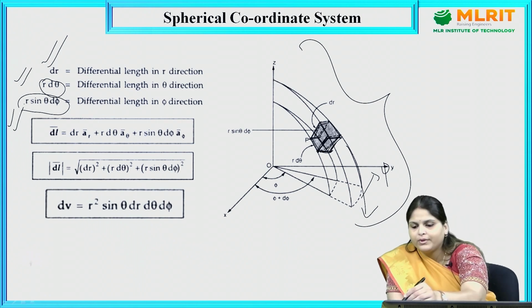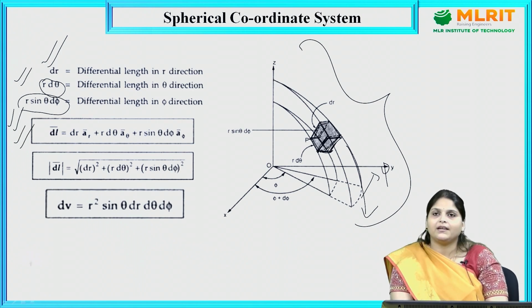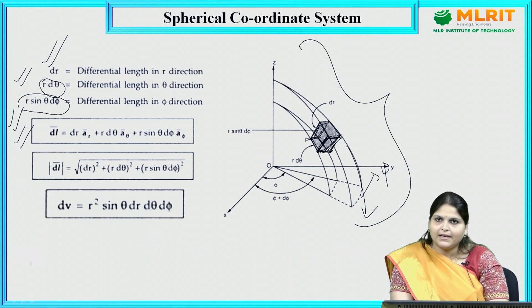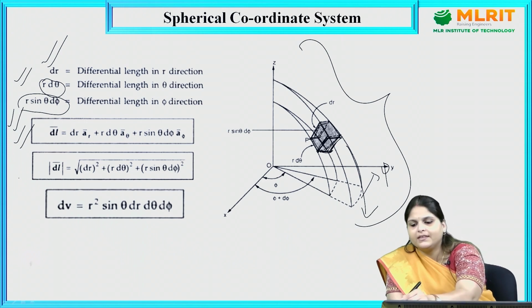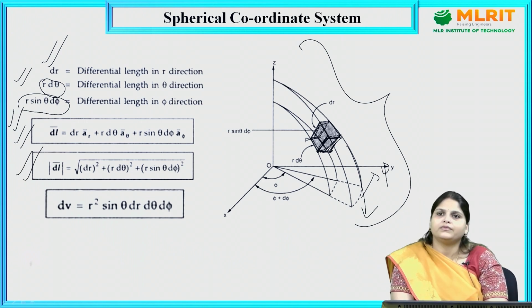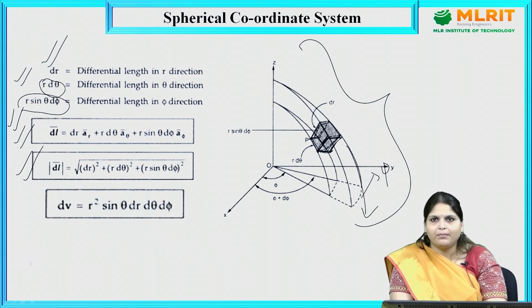And if we want to write vector dl, it will become dr ar plus r d theta a theta plus r sin theta d phi a phi. If you want to find out the magnitude, you can write it like this: mod of dl is equal to the square root of dr squared plus (r d theta) squared plus (r sin theta d phi) squared.